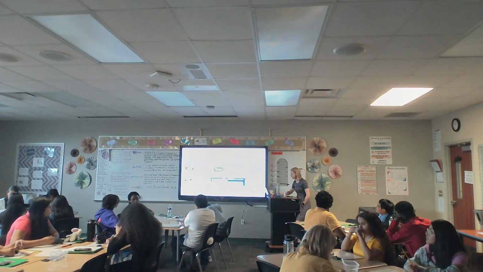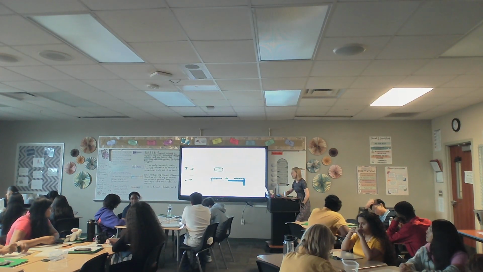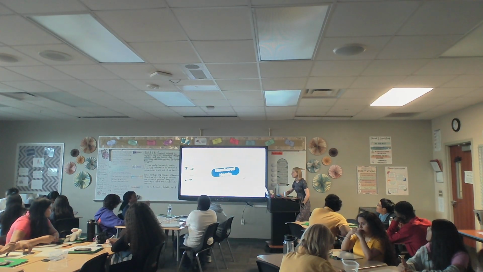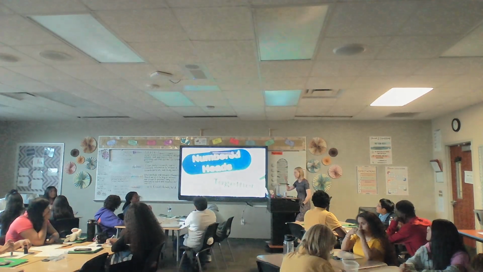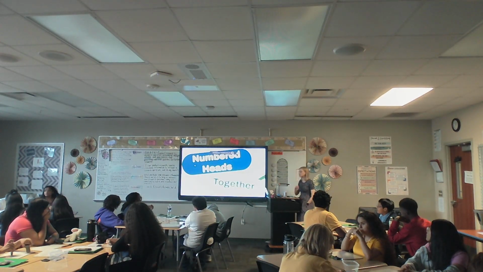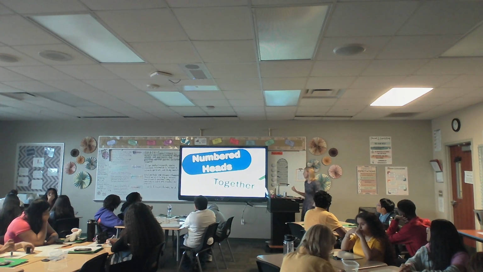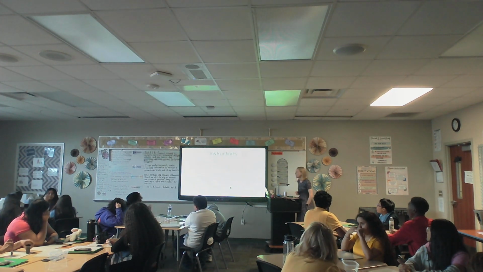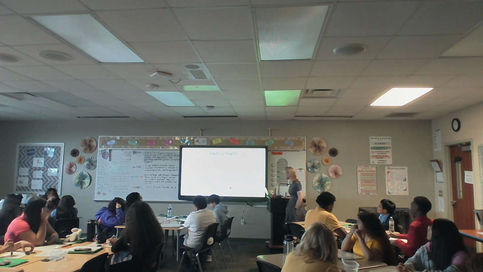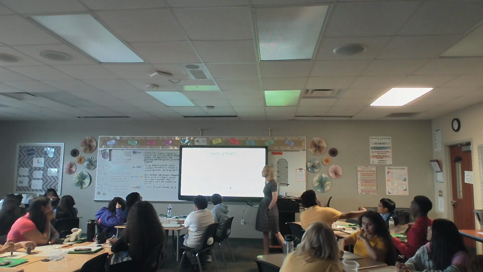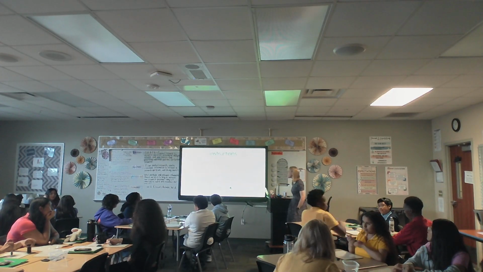All right, now that we have framed what we're going to be doing, we've kind of started thinking about some of those errors that can occur. We're going to work through them. We're going to do a numbered heads together. So everybody has their number. We already numbered off. We have some groups of 4, some groups of 3.